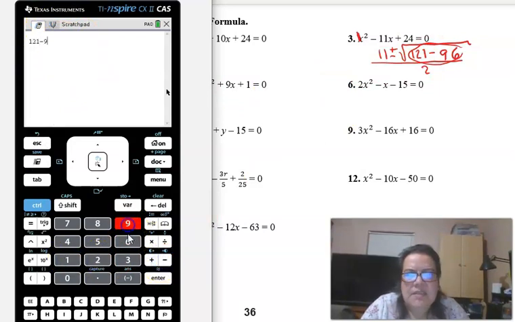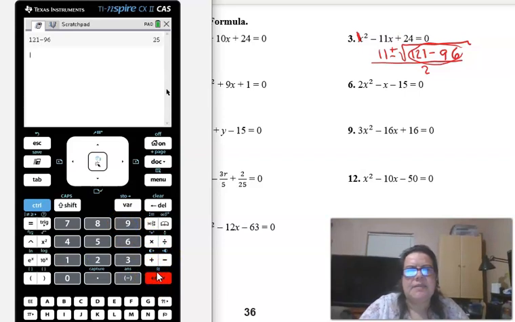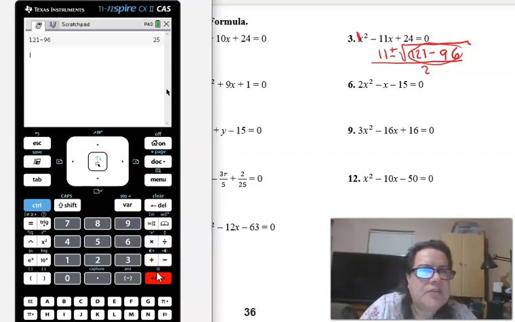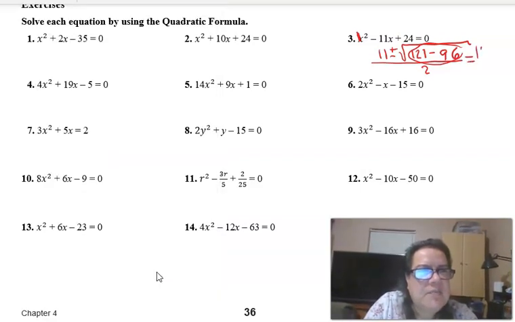So 121 subtract 96, and that should give me 25. Ooh, nice, 25. Why am I all excited about that? Well, it's a square root, right? I could take the square root of 25 and not even use a calculator. So let's see the two pieces here. This is now 11 plus or minus the square root of 25, divided by 2. And I think we all know the square root of 25 is 5.